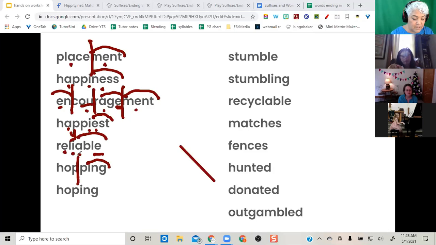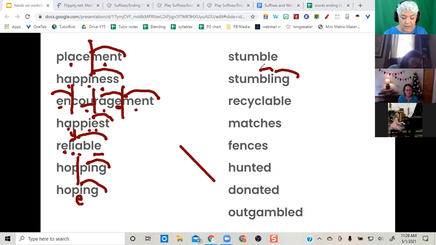And here we go. We have the suffix, 2 P's, split in between, hopping. This one has one vowel, 1 consonant in front. The silent E was dropped. It was hoping. Here we already looked at these words, right? Consonant L was a syllable. So it's stumbling, either way you say it. And a consonant L can be a syllable all on its own. Recyclable.